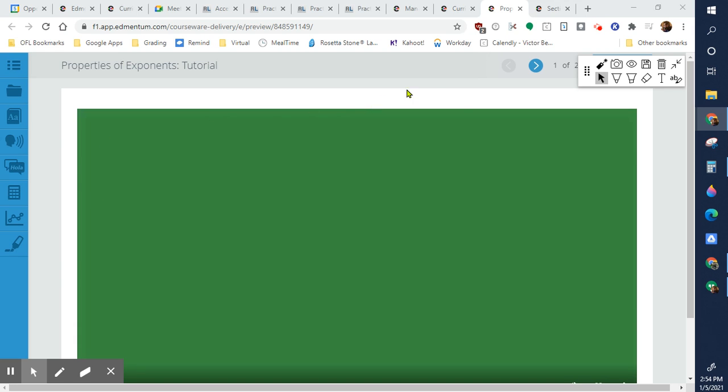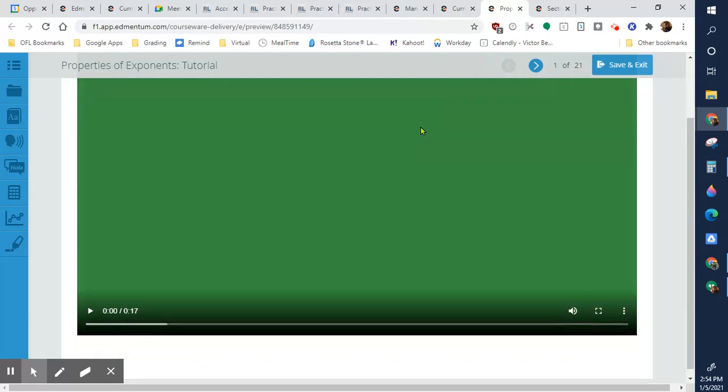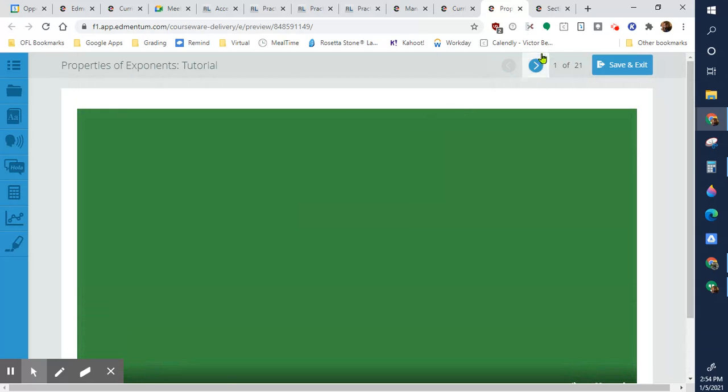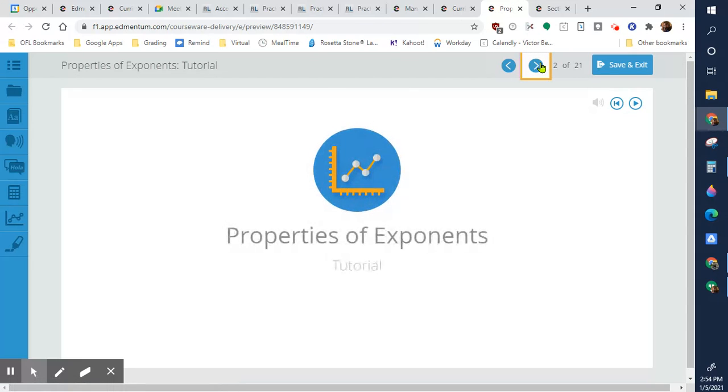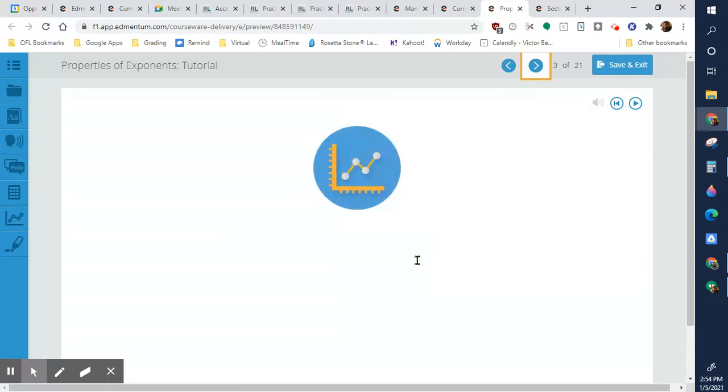All right, everyone. New year, new semester. So, module one's going to be properties of exponents. I guess I don't really need this one. So, let's get on with this. Hope everyone had a good year. Properties of exponents. All right.